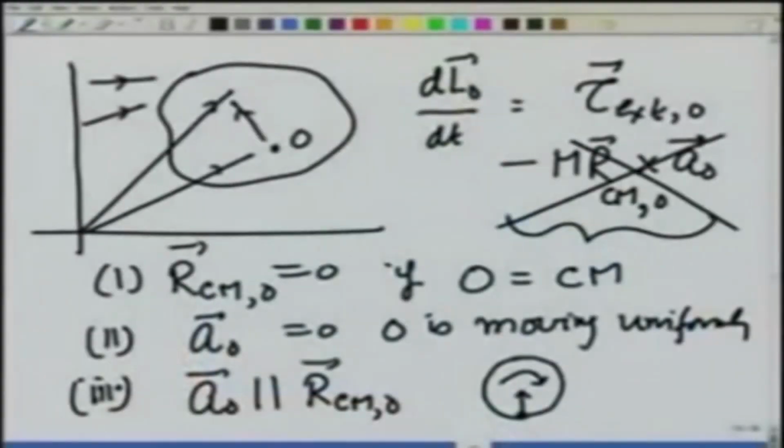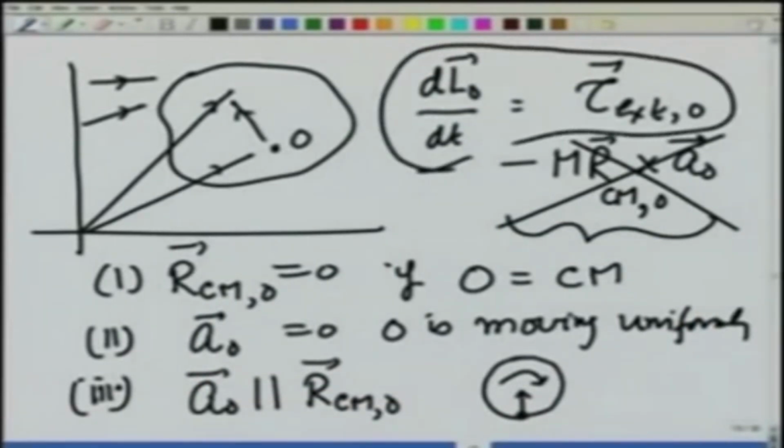So, there are only 3 cases in which this term vanishes, and I can apply with my eyes closed that dL_O/dt is equal to tau external about that point. We will take a few examples using this equation.